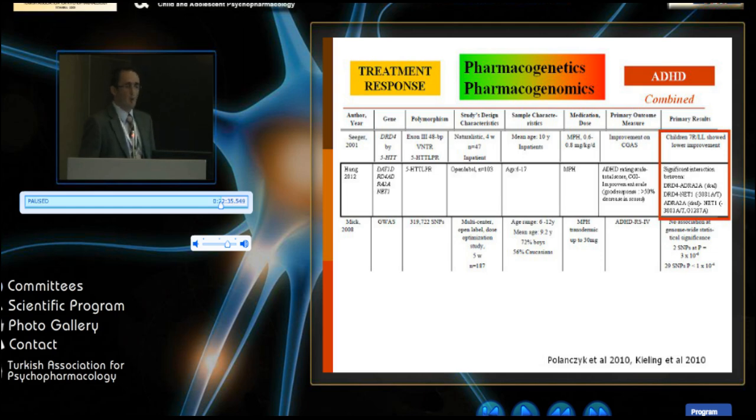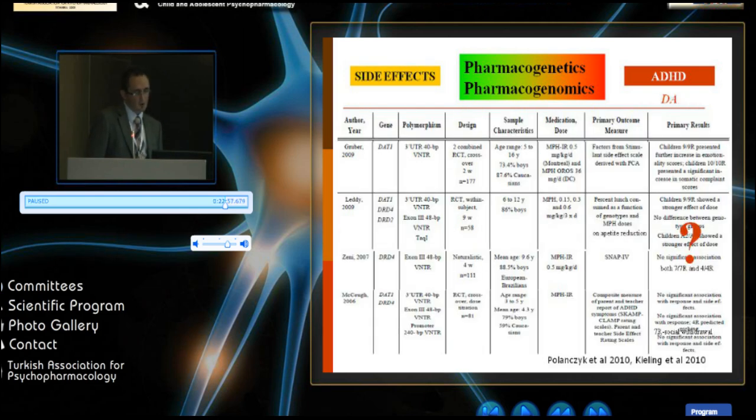So these are the results for the genes separately, but what happens when they are combined? Especially for DRD4, they are not very effective separately, but when they are combined, they may have negative effect on the response to treatment. One recent study shows that when there are two genes, there is a negative impact on treatment.